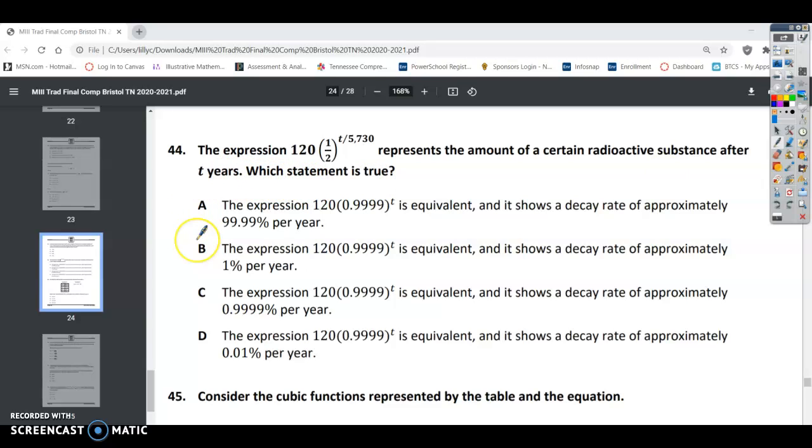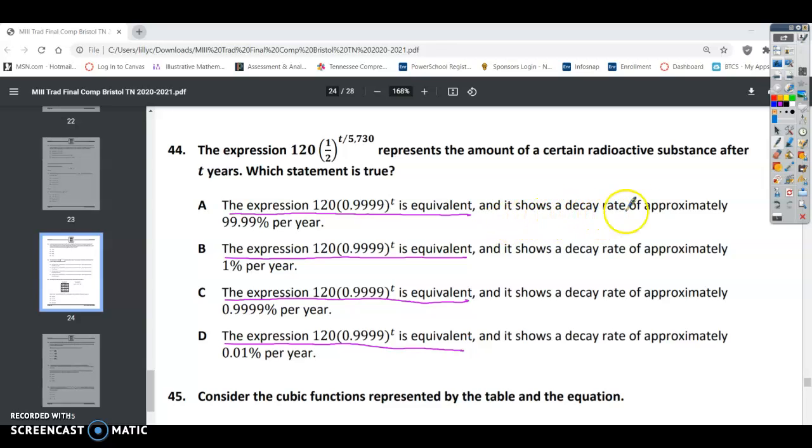All right, if you look at these statements, each one of the statements starts with the exact same thing. It says the expression is equivalent. So we can conclude that the expression is equivalent. We don't have to worry about the first part of the statement because those are all exactly alike. So what do we have to look at?